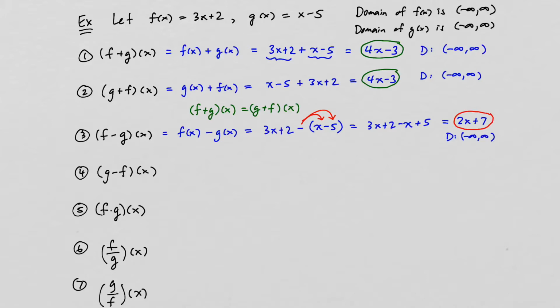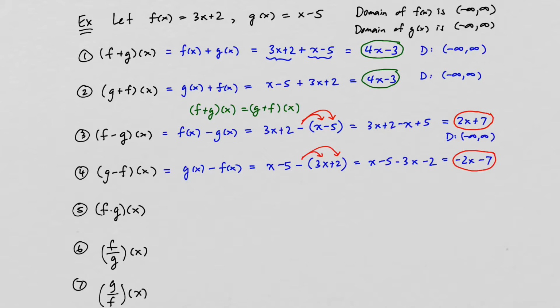Now for our next one, we want to do g minus f of x, which would be defined as g of x minus f of x. g of x is x minus 5. And when you subtract f of x, you need to put parentheses around f of x. And again, this is because we need to distribute. And if we do the math here, we have x minus 5 minus (3x plus 2), which is negative 2x minus 7.